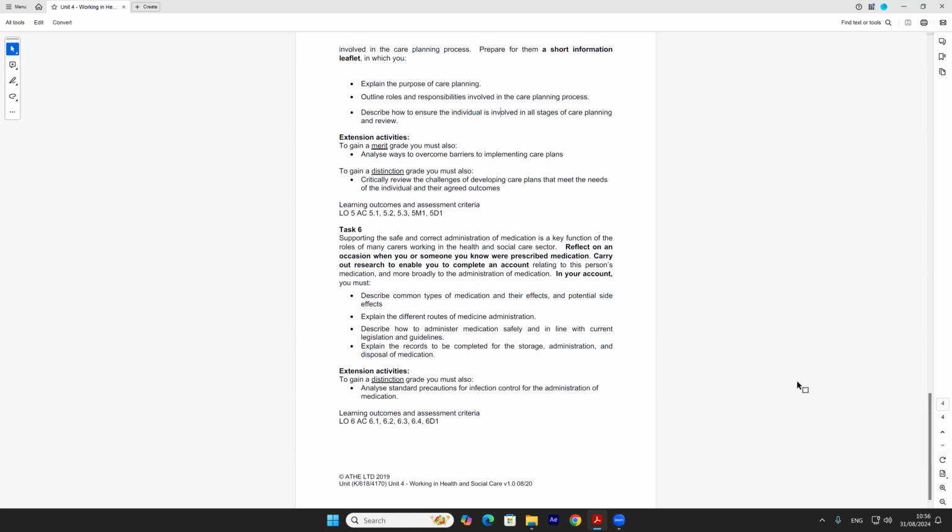Then we have extension activities. We have a distinction criteria here. We don't have a merit criteria in this task. We have a distinction criteria. So we need to analyze standard precautions for infection control during medication administration. We can discuss the importance of hand hygiene, personal protective equipment, and environmental cleanliness in preventing the spread of infection.